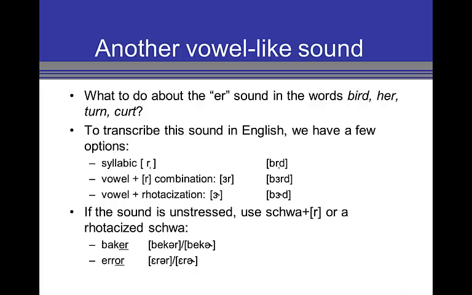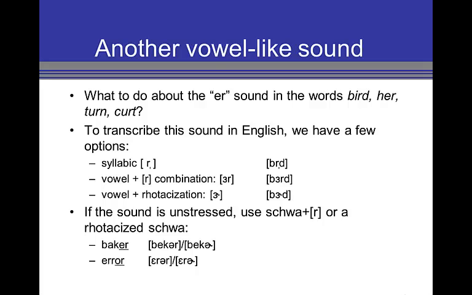One option is to transcribe these sounds with a syllabic R. For this option, we skip the vowel entirely and only write the R in transcription, putting a vertical line diacritic underneath the R to indicate that its pronunciation takes up the main part of the syllable.